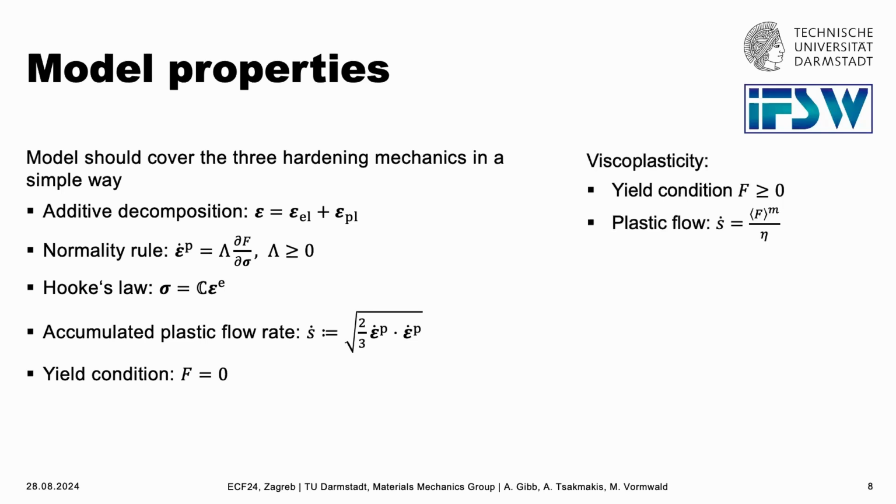We can extend this model pretty easily to consider viscoplastic or rate-dependent material behavior if we allow extra stress. So the yield condition can be greater than 0. And this extra stress should be the evolution for the plastic slip.